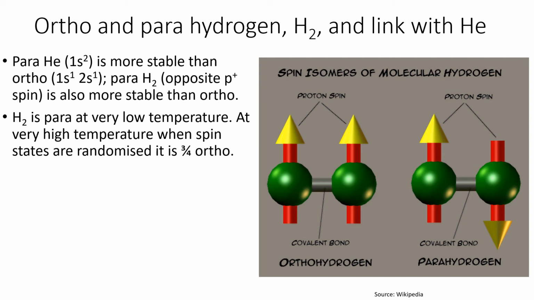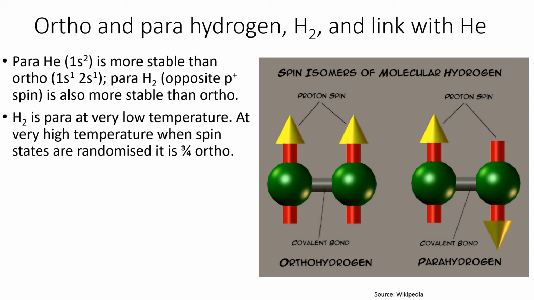Because at very high temperature, when you've got loads of thermal energy, there's enough energy to knock these spins up and down very easily. And so essentially what would happen is that all the spins would be randomized. So you'd think there'd be equal probability of spin up and spin down. And so you would think at high temperature, you would get equal amounts of ortho and para hydrogen.